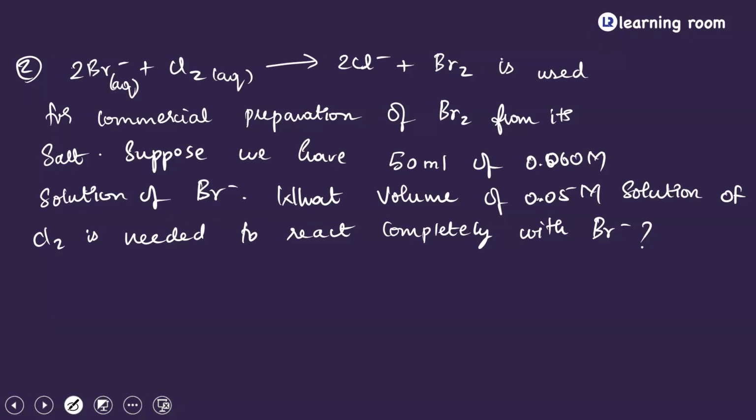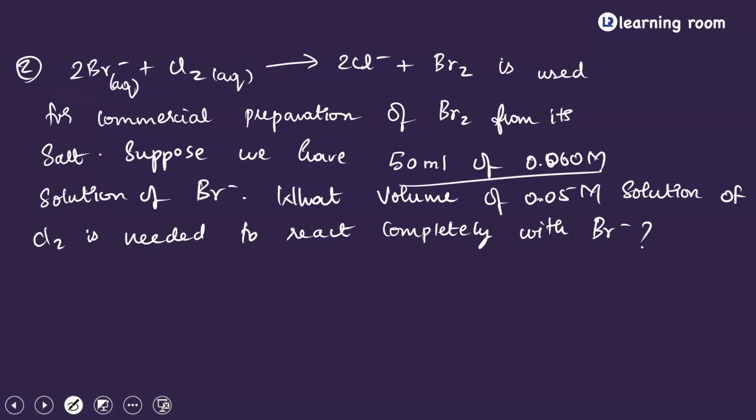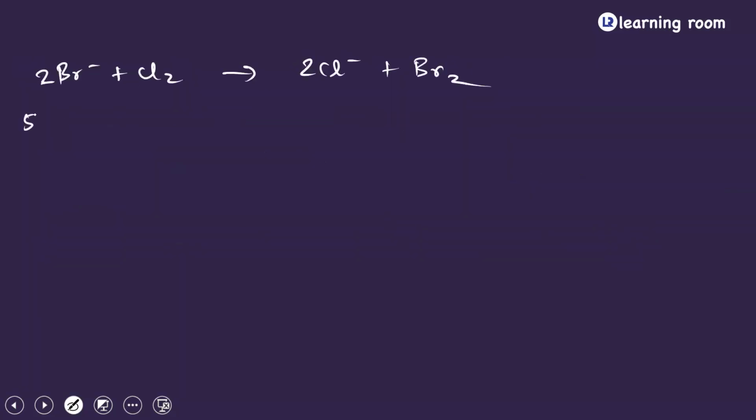அப்படின்னா என்ன அர்த்தம்? First equation எழுதி data என்னென்ன கொடுத்துருக்காங்கன்றதை எழுதி. So 2Br minus plus Cl2 gives you 2Cl minus plus Br2. எனக்கு இங்க 50 ml of 0.06 M Br minus இருக்கு. குளோரின் வந்து V ml of 0.05 M இருக்கு. ஓகே, சிம்பிள் question. இதை எப்படி போடலாம்?